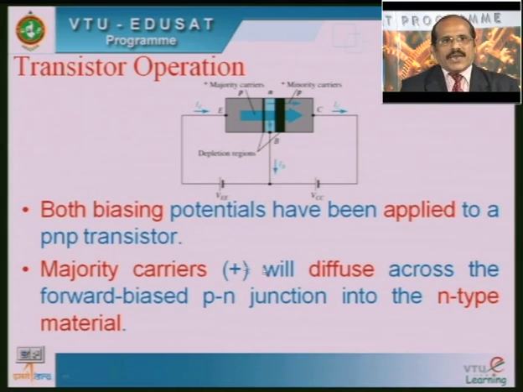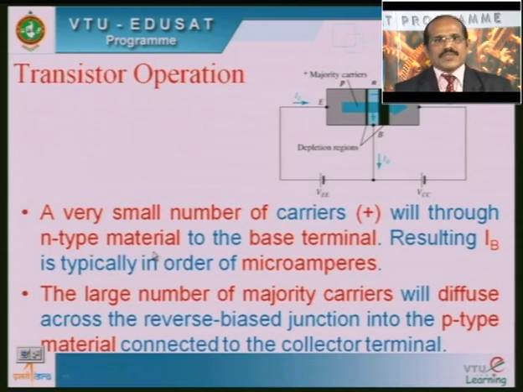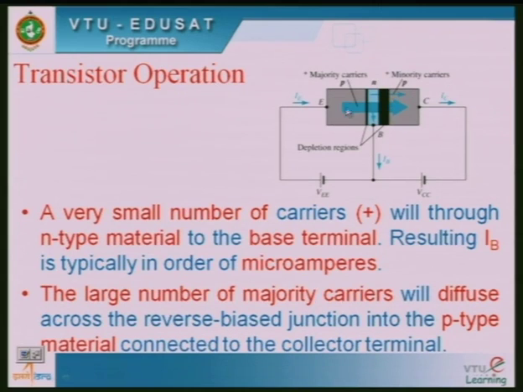So when both the biasing potentials have been applied to the PNP transistor, what are the majority charge carriers in P type? They are holes. They will diffuse across the forward biased PN junction into the N type material there. When these holes move from P to N, some of these holes will combine with the electrons present in the N layer here. So that will contribute to the base current.